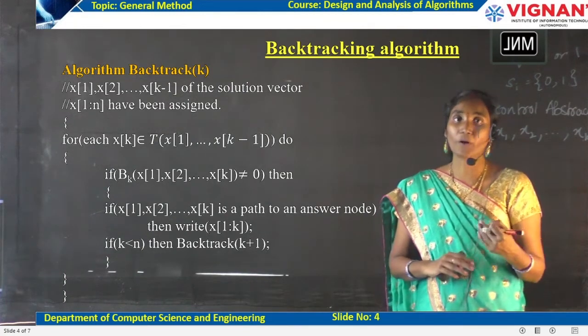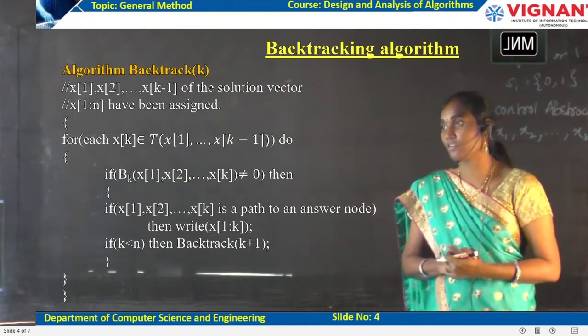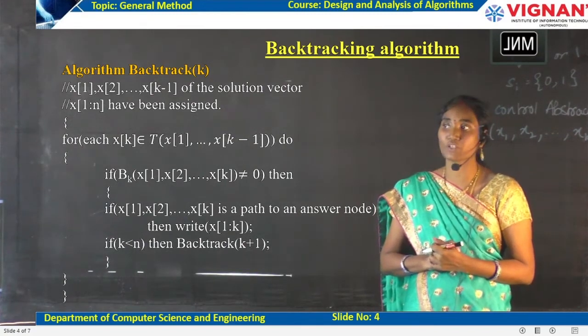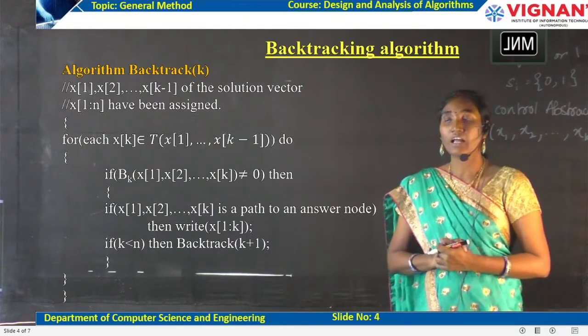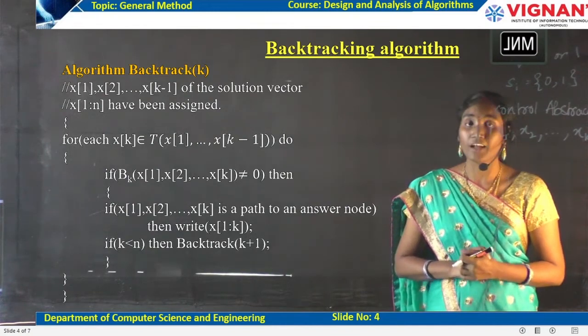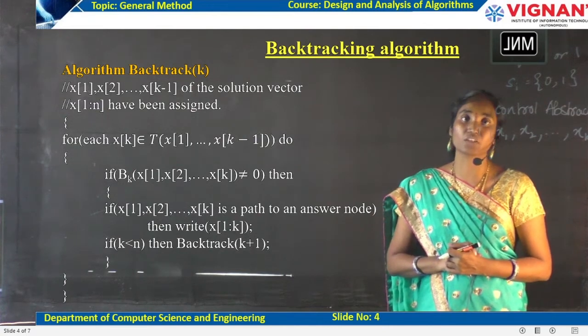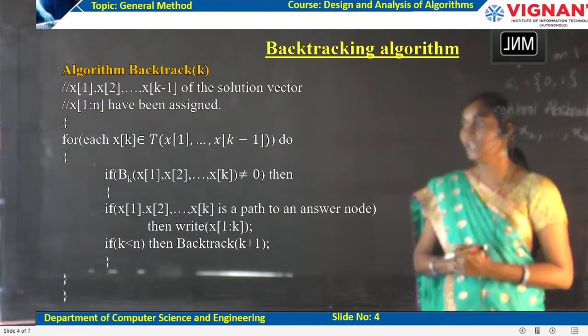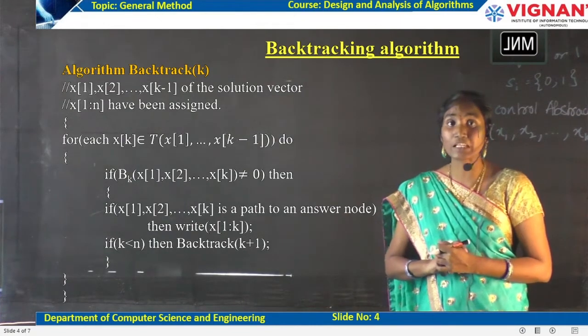Now here x of 1, x of 2 and so on up to x of k minus 1 form the solution vector, and here x of 1 to n have already been assigned. The x array is globally declared and even n is also globally declared. Here n is the size of your solution tuple.